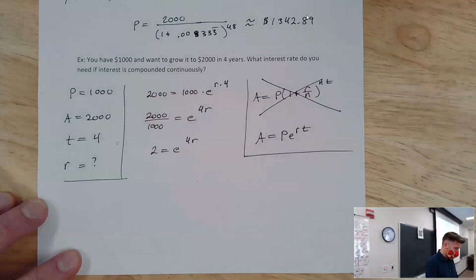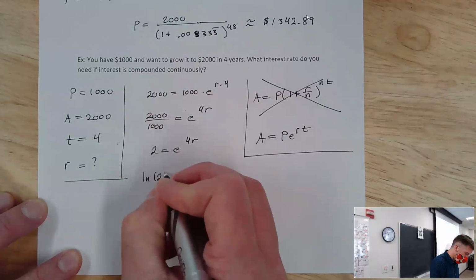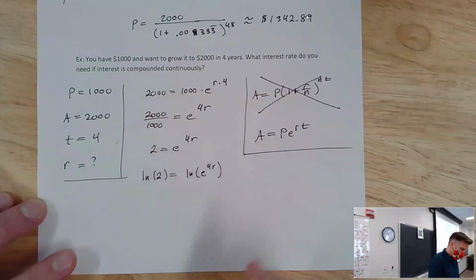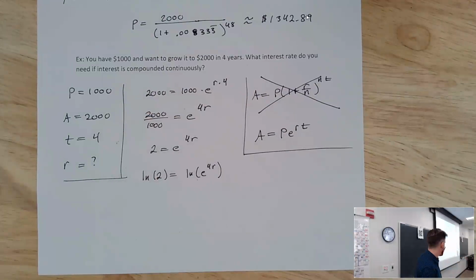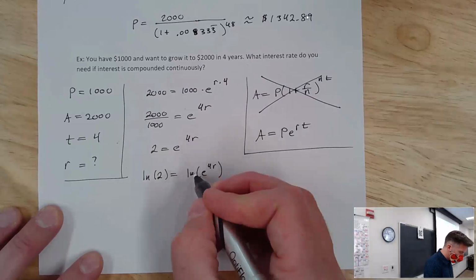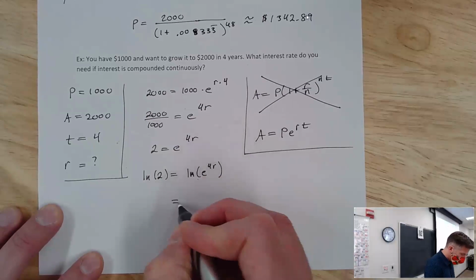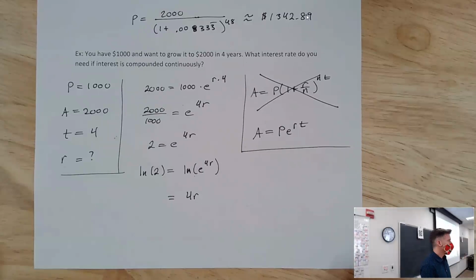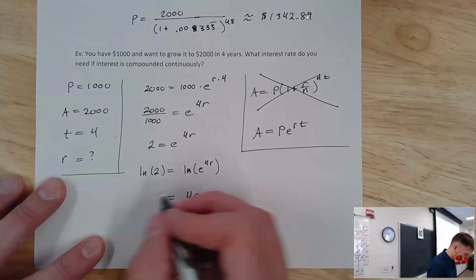I probably should have just simplified it that way. And then we're going to take the natural log of both sides. The natural log of 2 equals the natural log of e to the 4r. And I do want you all to get comfortable with telling yourself when you take the natural log of e to the something, you just get the something, because it's going to happen a lot. So you want to get very comfortable with going straight from this step to saying, oh, that right side is 4r. The natural log of e to a power is just the power.